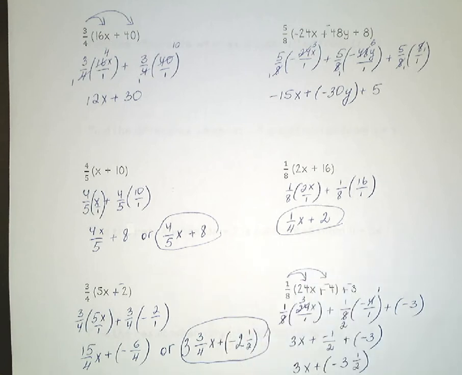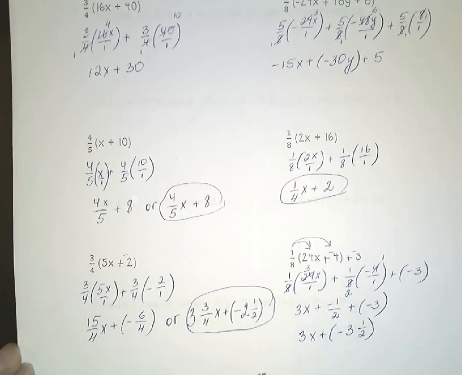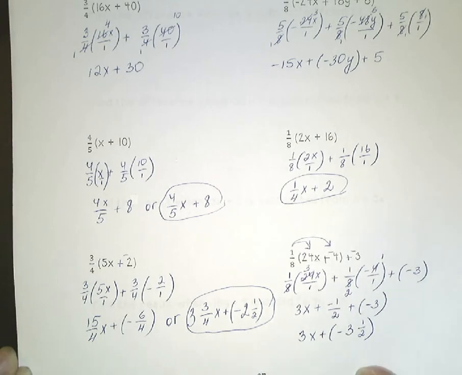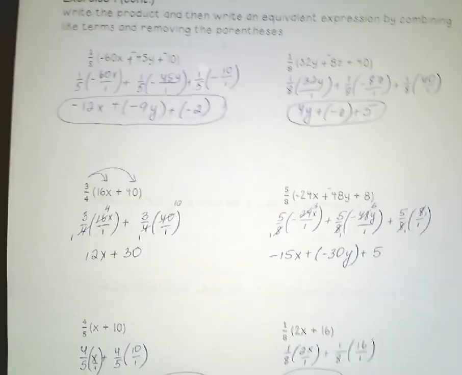And in the last one, this one was a little bit tricky because you would have improper fractions and you would want to change them into mixed numbers. So that's the only difference from the other problems. So I got 3 and 3/4 x plus -2 and 1/2. Okay. All right. So let's move on to the next one.